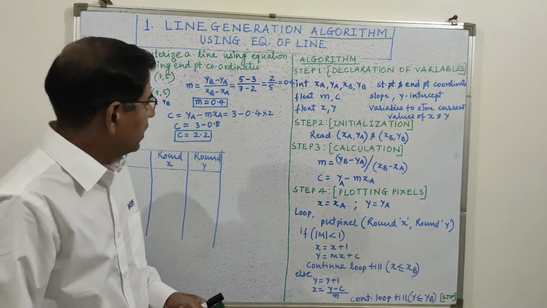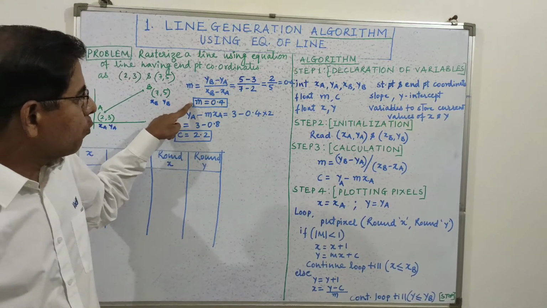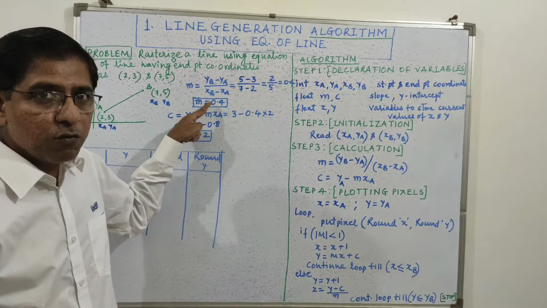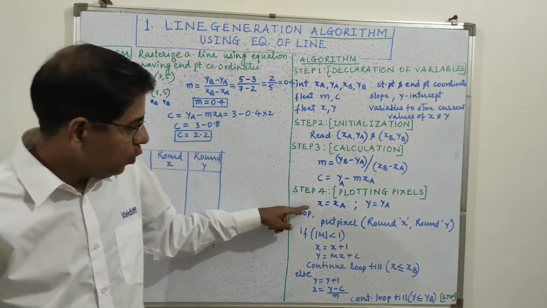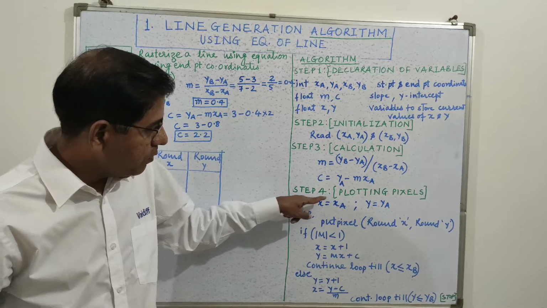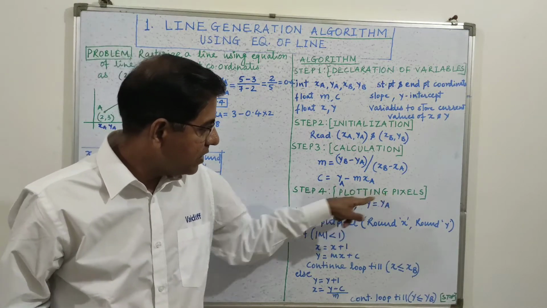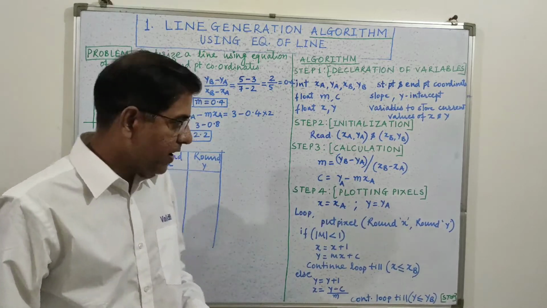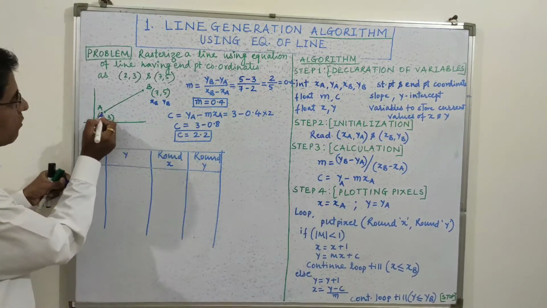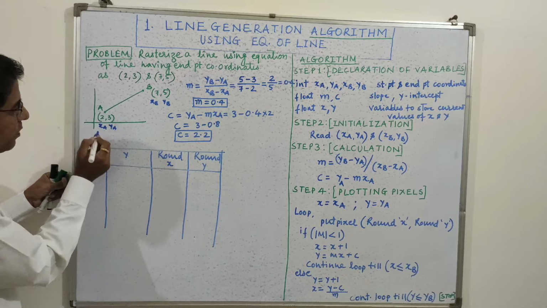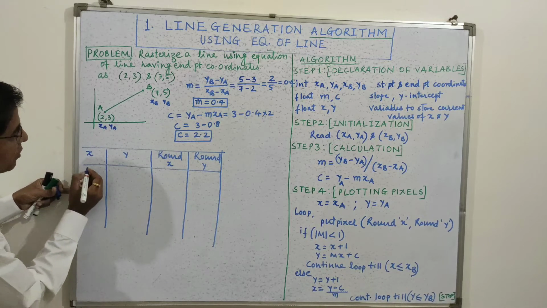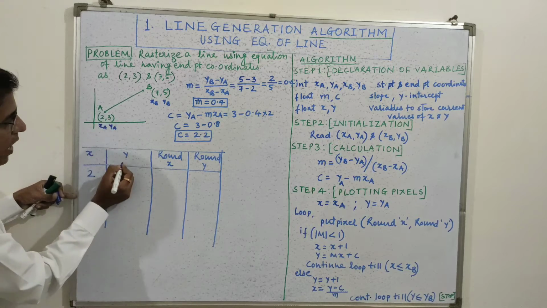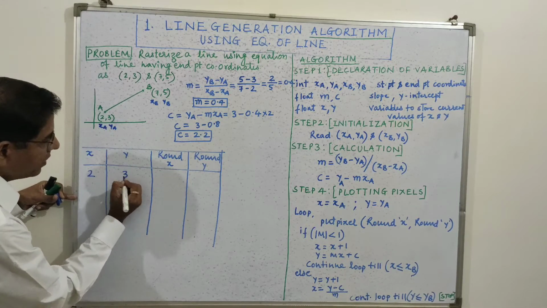Okay. Now here we have calculated the value of slope. So slope comes out to be 0.4, which is less than 1. So we start plotting pixels here. The initial value of x will be XA, initial value of y will be YA. So plotting will start from here. What is XA? It is 2. The initial value of y will be YA, so it will be 3.